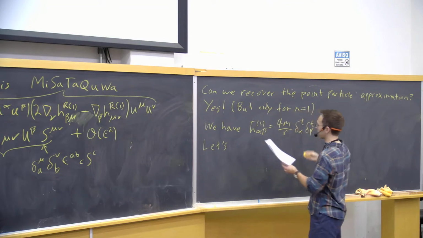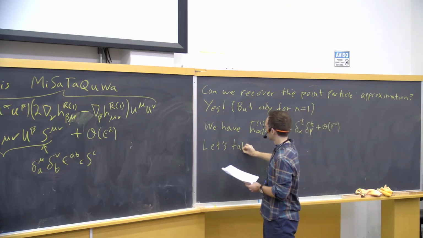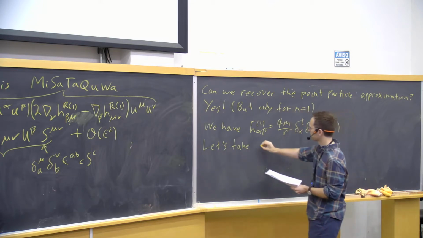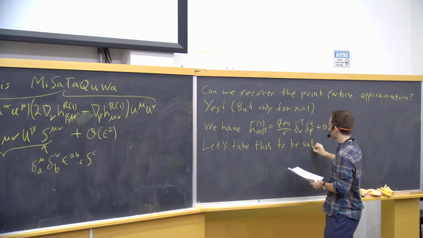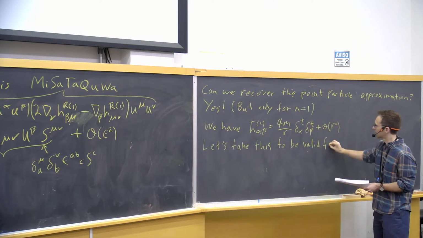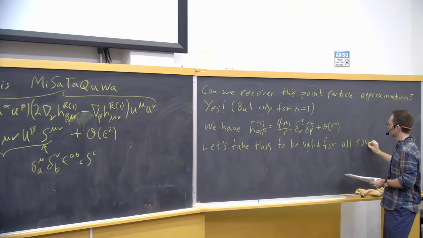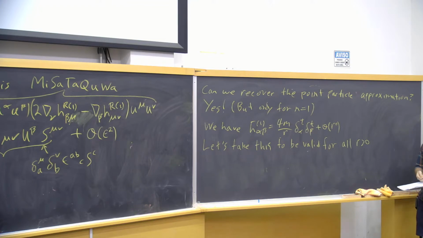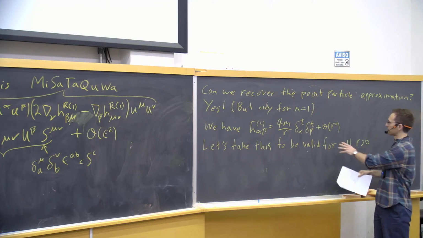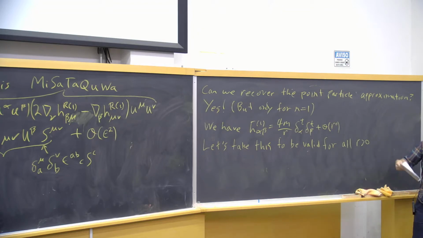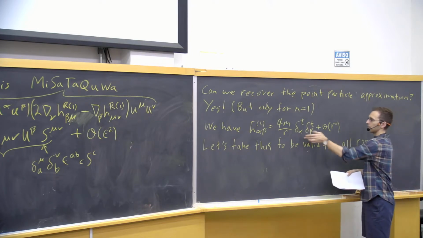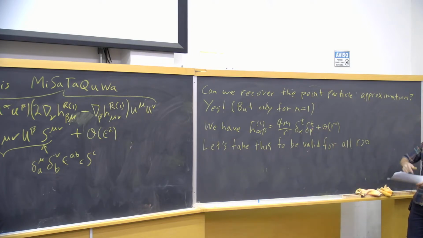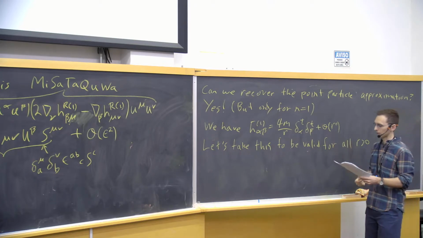So now let's take this expression, which was derived outside of the small object, and let's take it to be valid for all r greater than 0. So this isn't changing the metric at large distances at all. It's only changing the metric where the small object was, and we're just replacing the physical metric there with this metric that we derived outside the body. So we're taking the external metric from outside the body and just extending it down analytically to r equals 0.